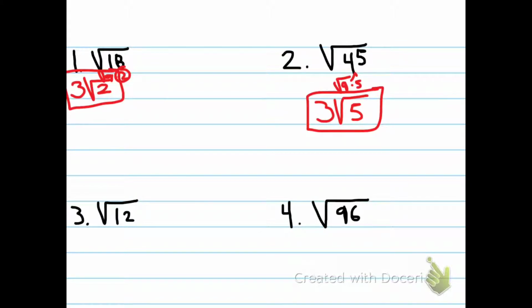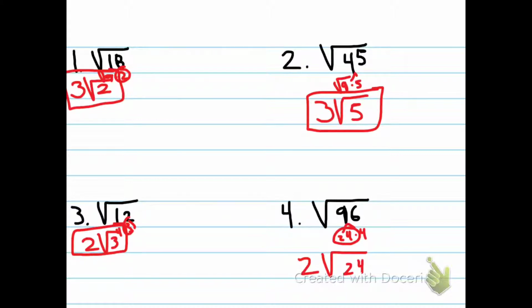For number 3, a factor pair that has a perfect square in it is 4 times 3. The square root of 4 is 2, so 2 is on the outside, and there's only a 3 left, so 3 is on the inside. For number 4, since it's a big number, I'm going to use a calculator. I'm just going to pick one of the lowest perfect squares, so I'm going to try 96 divided by 4. The factors are 24 times 4. The square root of 4 is 2, and the thing that's left on the inside is the 24.